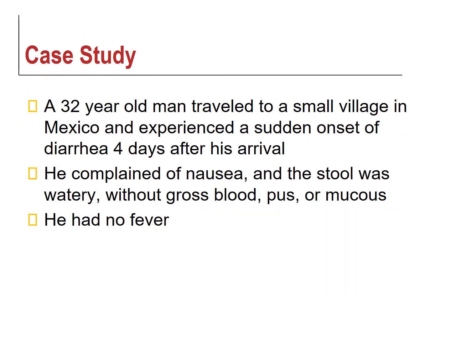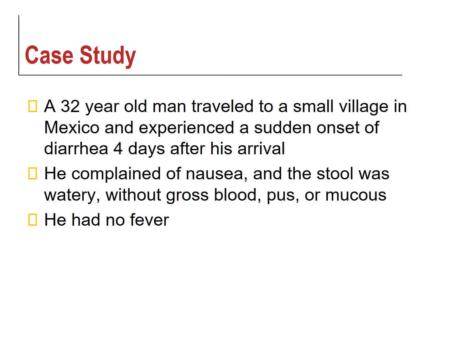Let's look at our case in point. A 32-year-old man who traveled to a small village in Mexico and experienced a sudden onset of diarrhea 4 days after his arrival. He complained of nausea and his stool was watery, but without gross blood, identified pus or mucus. He also had no fever.